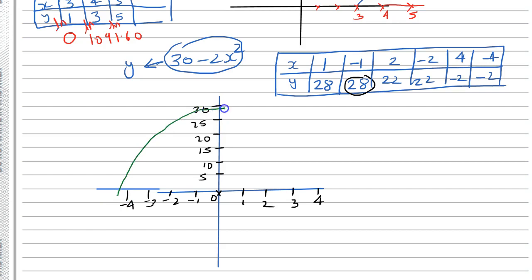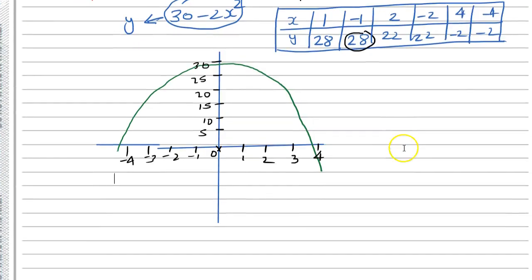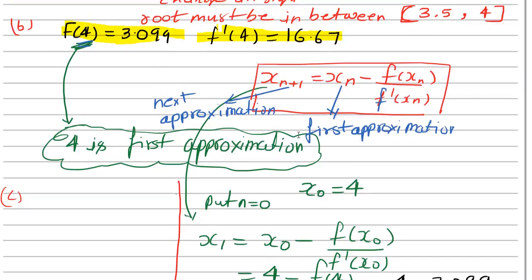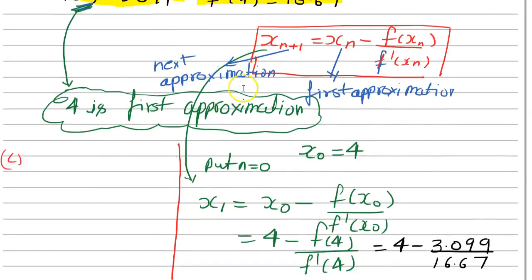It is a rough sketch. Okay, so it is going like this. And the other log graph, if you see here, it is starting from 3. So if you start from 3, this graph, they are going to cut at only one point. So it means there is only one solution. So alpha is the only root of f(x) = 0.